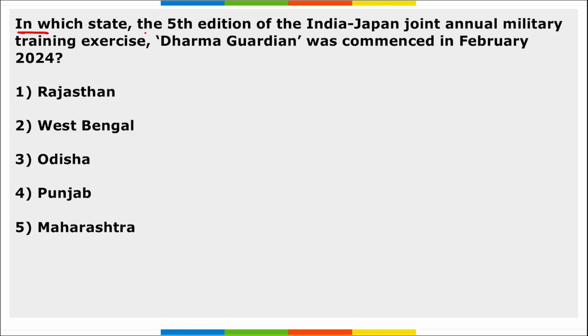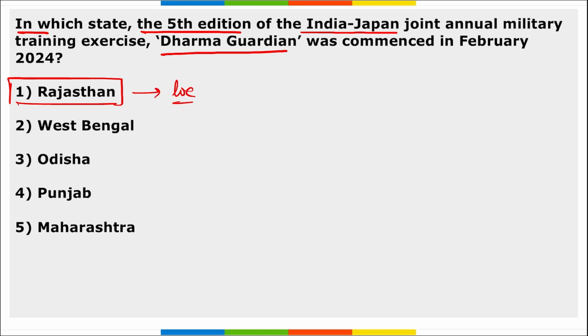In which state was the 5th edition of India-Japan Joint Military Exercise Dharma Guardian held in Feb? So the 5th edition of Dharma Guardian exercise was held where? What is the name of the location or the state where this was held? The location is Rajasthan, and it was the 5th edition of Dharma Guardian exercise that was held between India and Japan.